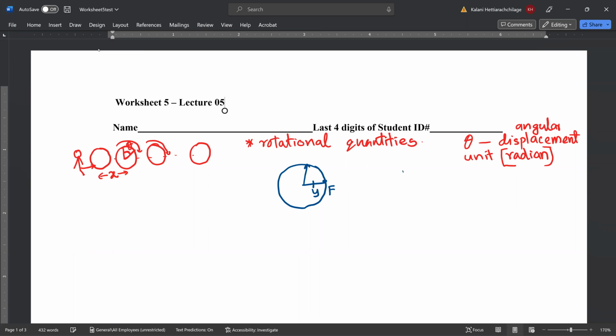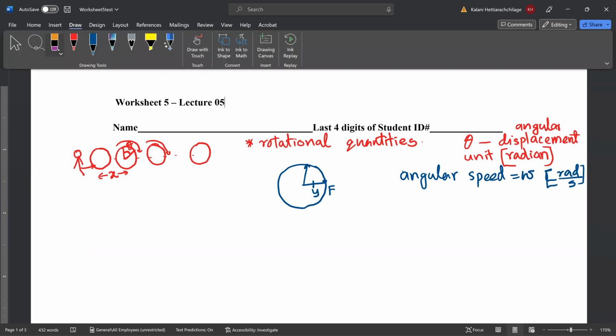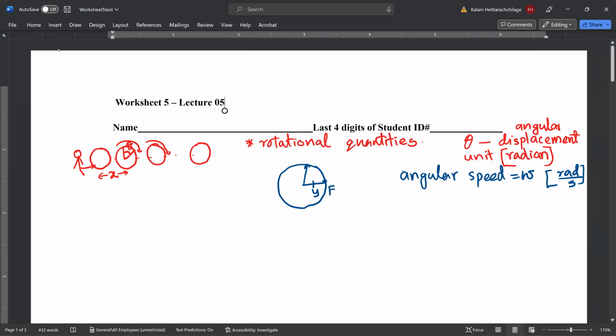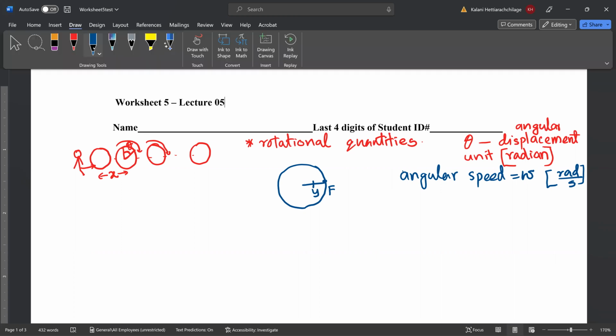We use the letter omega for angular speed. Omega is measured in radians per second. Okay, radians per second is the unit of omega. This is not a negative sign; that's my line that I had in brackets. Now it is basically displacement divided by time, the rate of change of this angle, which is omega.